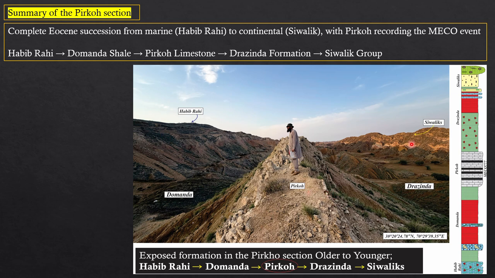This is the Pirkoh section summary data, from lower Habibrahi to Sewaliks, in which there is sea level rise, and here sea level also rises, and Pirkoh also shows sea level rise. But in the Dumanda shale we have this red colored shale, in which there is relatively low and then high sea level rise. And then we have a lot of high sea level rise because we find this MECO interval. In Drazinda we have planktonic foraminifera, so again sea level rise, then after that sea level fall, and then finally the Sewaliks, in which the continental flux is coming.